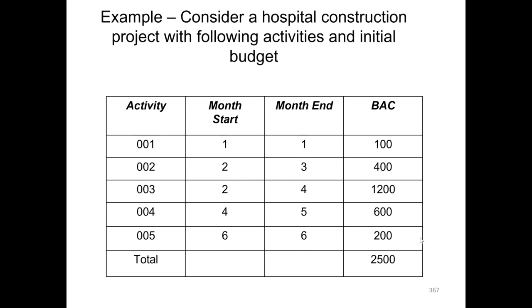So, a hospital construction project with the following activities and initial budget. We can see in this project there are 5 different blocks to be constructed. The first block was to start in month 1, finishing in the first month. The second one was second to third, and one was second to fourth, and the total BAC stands for budget at completion of a project. So for activity 1 it is 100,000, then 400, 1200, 600, and the total budget for this project is 2500 thousand pounds.